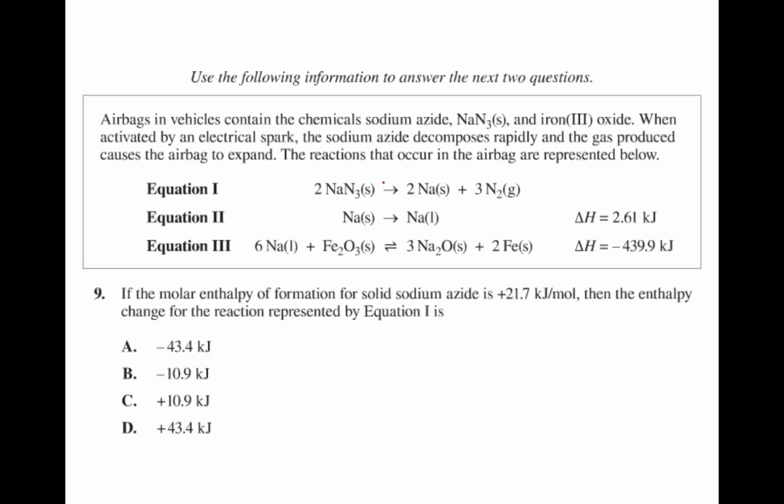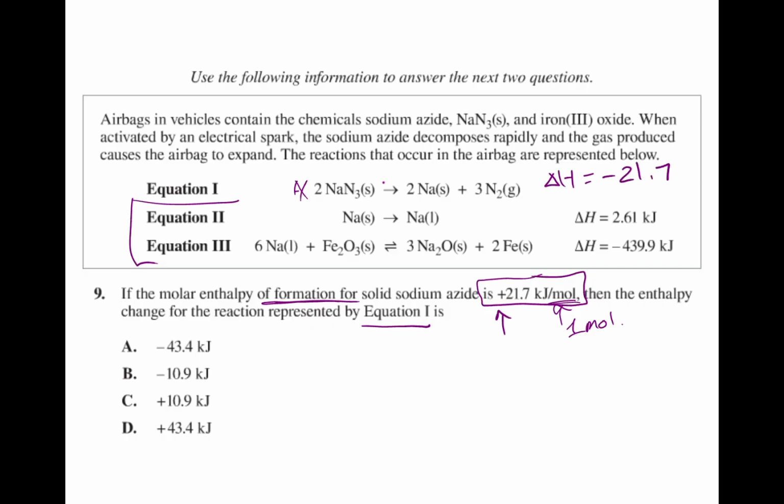One is just to point out that we need to be careful. So we have a series of equations, but then it's asking you just about equation number 1. And it gives you this information that the molar enthalpy of formation is going to be 21.7 kilojoules per mole. This means for only 1 mole. So when you look at equation number 1, we want to recognize that this is not a formation reaction. This is a decomposition reaction. So if we want the delta H for this reaction, we'd have to change this sign. So the delta H would actually be negative 21.7.